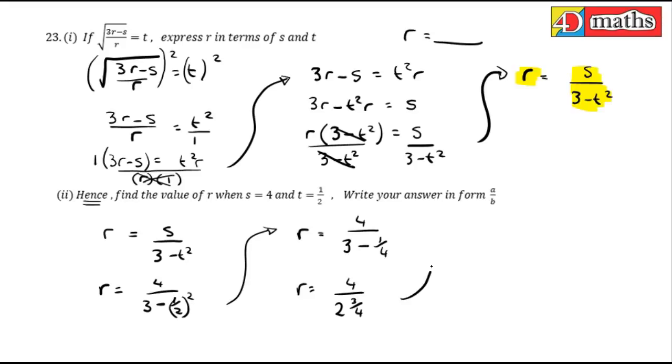Now I'm going to cheat a small bit. I'm going to use my calculator. So the answer is 16 over 11, and it's in the form that you want it. Okay, so there's the answer for that.